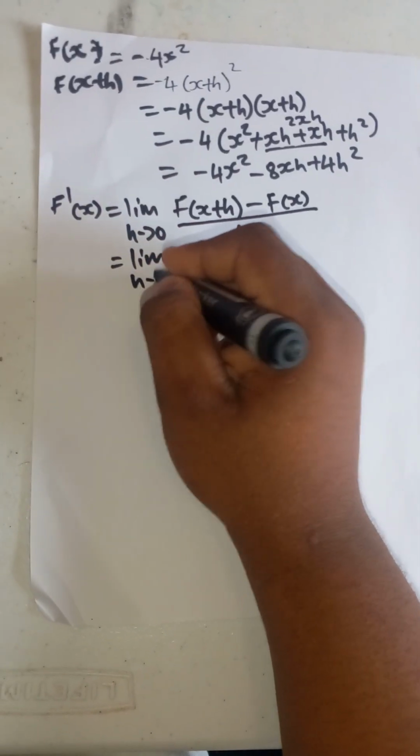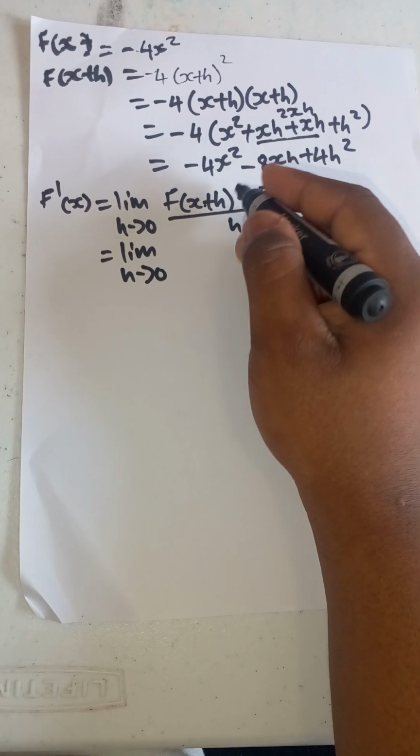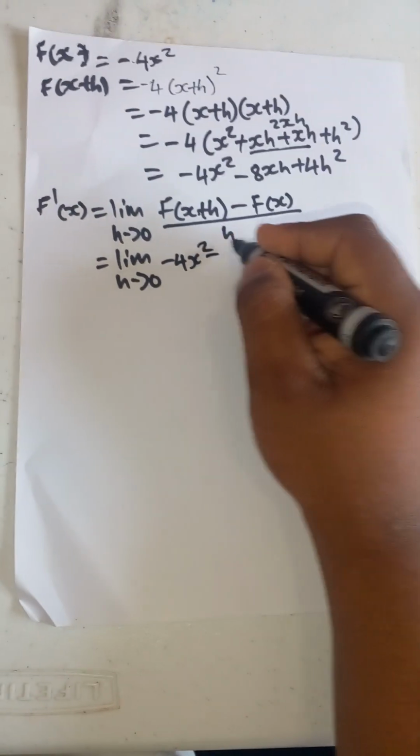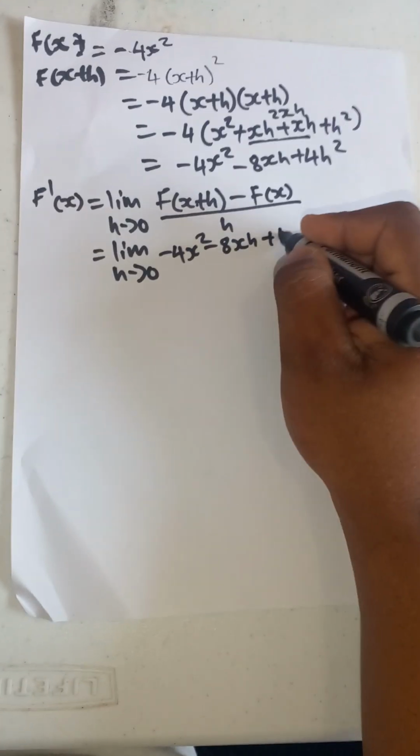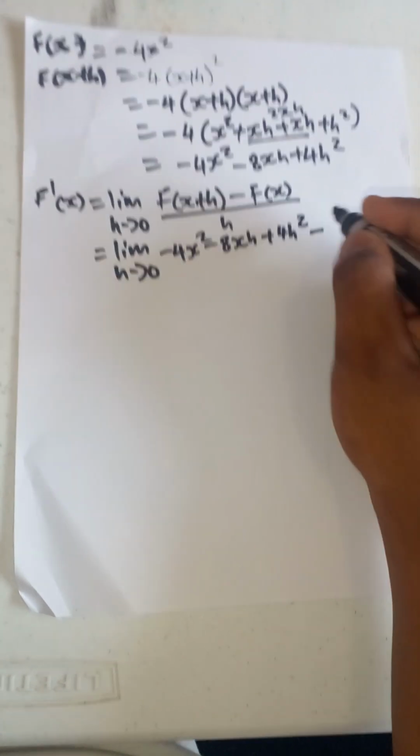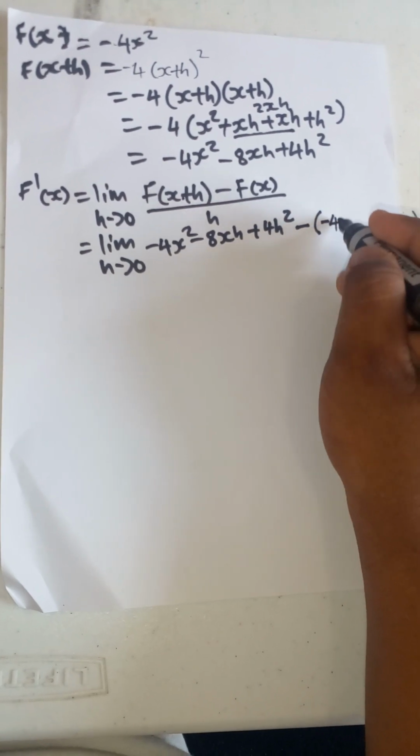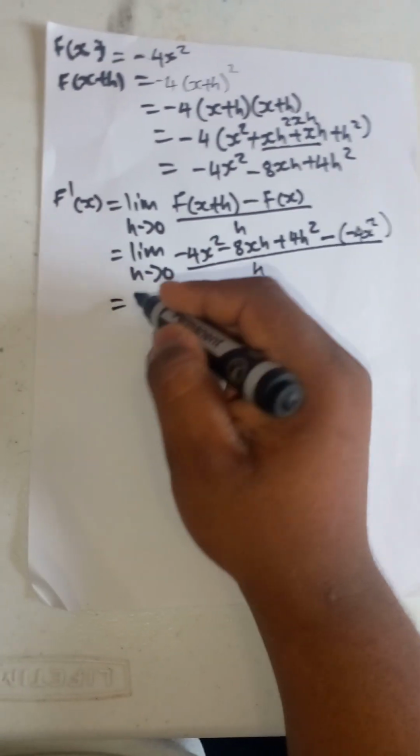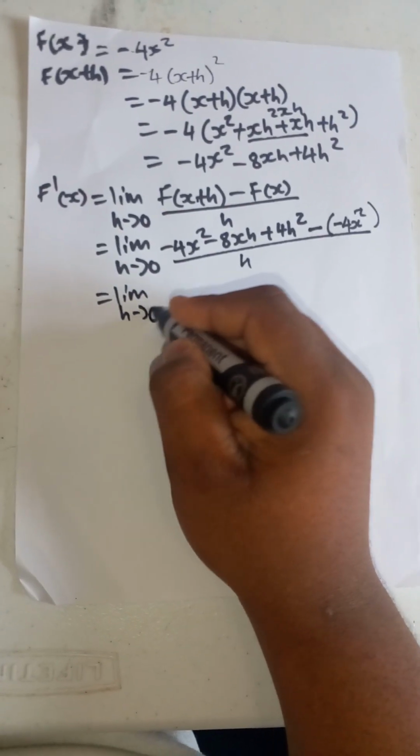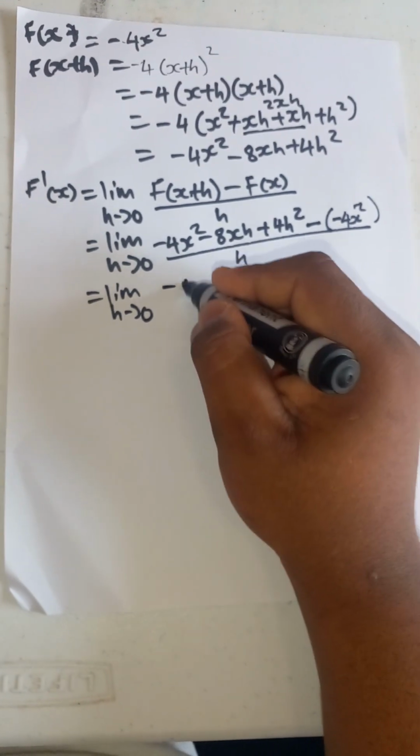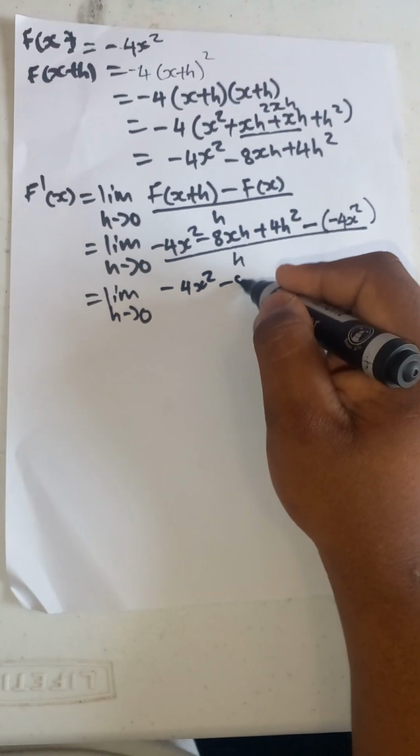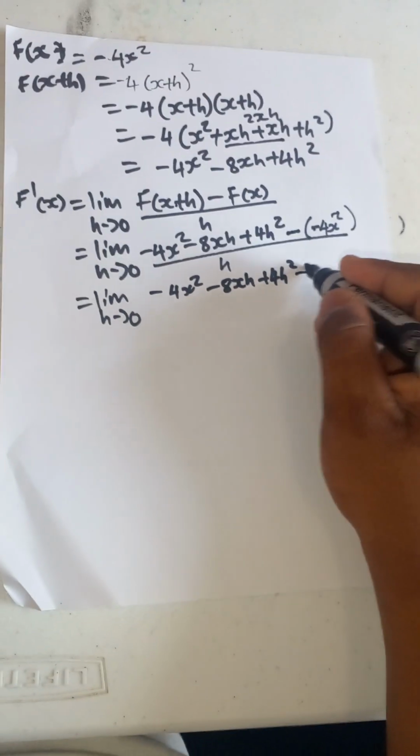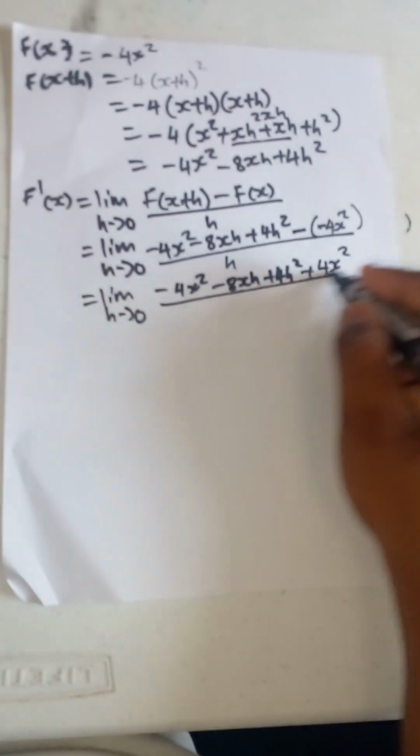Limit as h approaches 0. What is f of x plus h? It is the one that I just wrote there, right? So it is negative 4x squared minus 8xh plus 4h squared minus, open a bracket, negative 4x squared. Be careful there because they are too strict. One mistake, you lose marks. Now let's open up that bracket. Then I have negative 4x squared minus 8xh plus 4h squared. Negative and a negative, it is plus 4x squared over h.